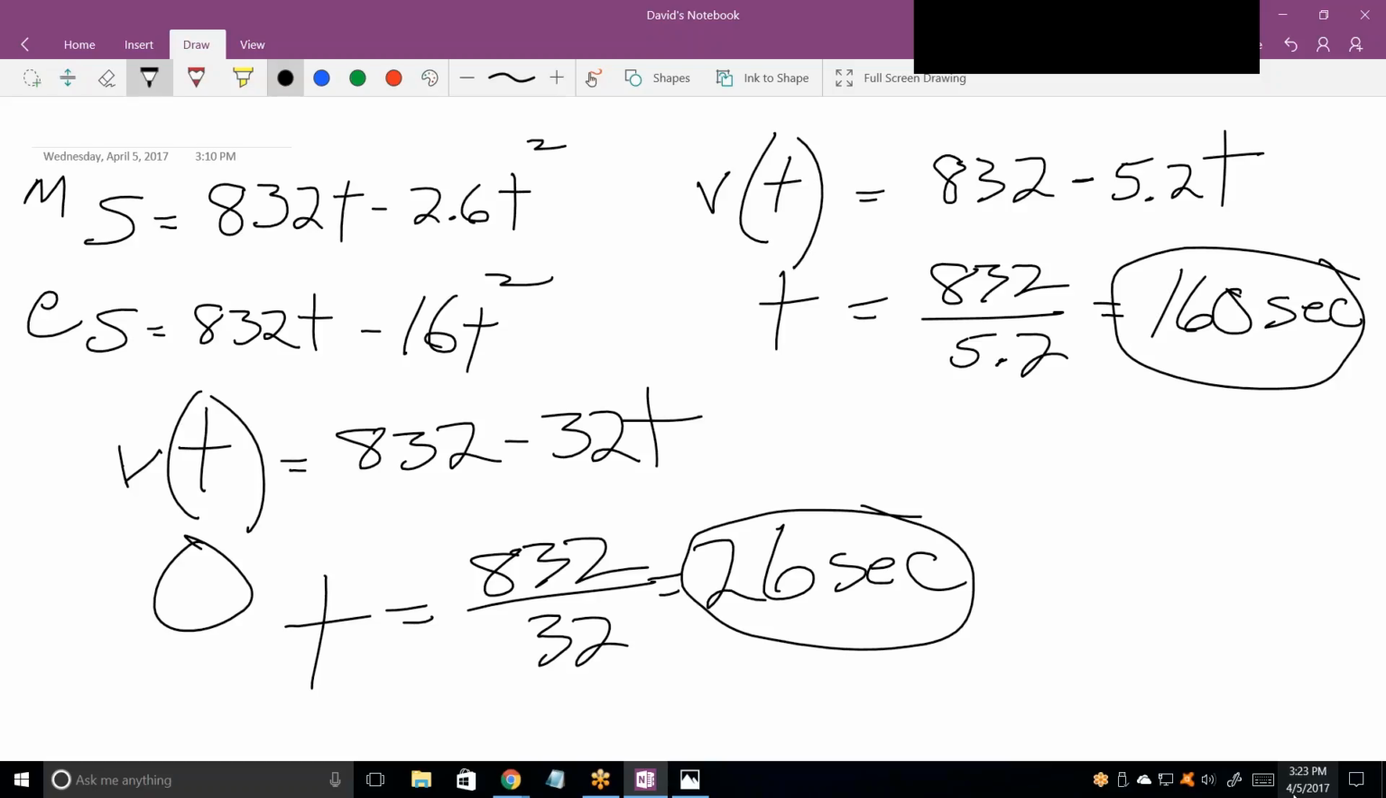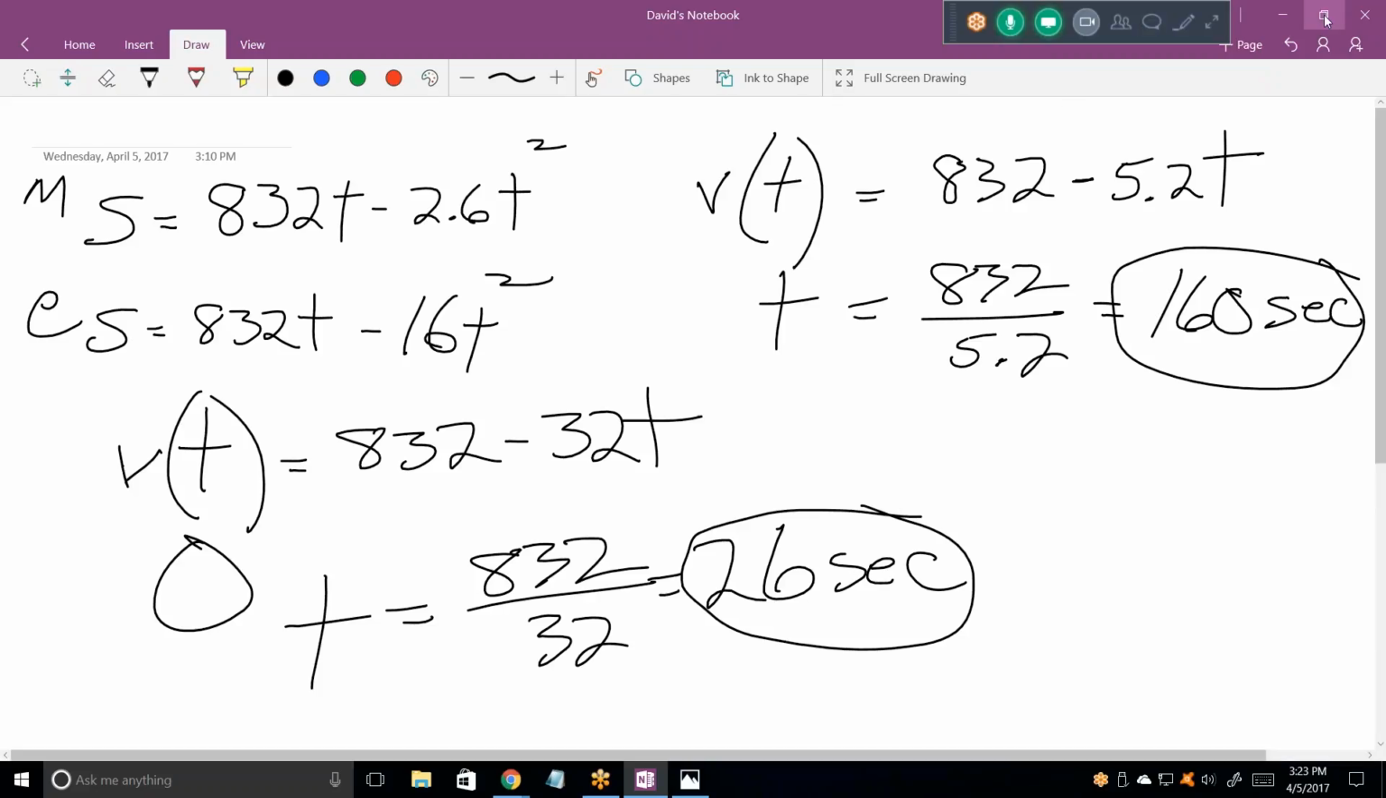In other words, if we were dealing with a planet that had gravity 10 times greater than Earth, then it would only stay up in the air for, excuse me, whatever the solution to that one was. Let's see, it would reach its peak at 2.6 seconds instead of 26 seconds.